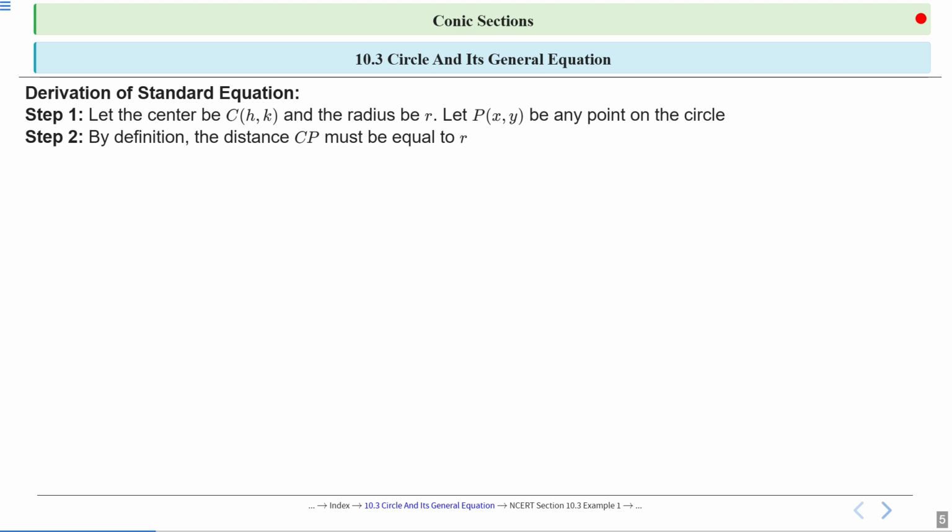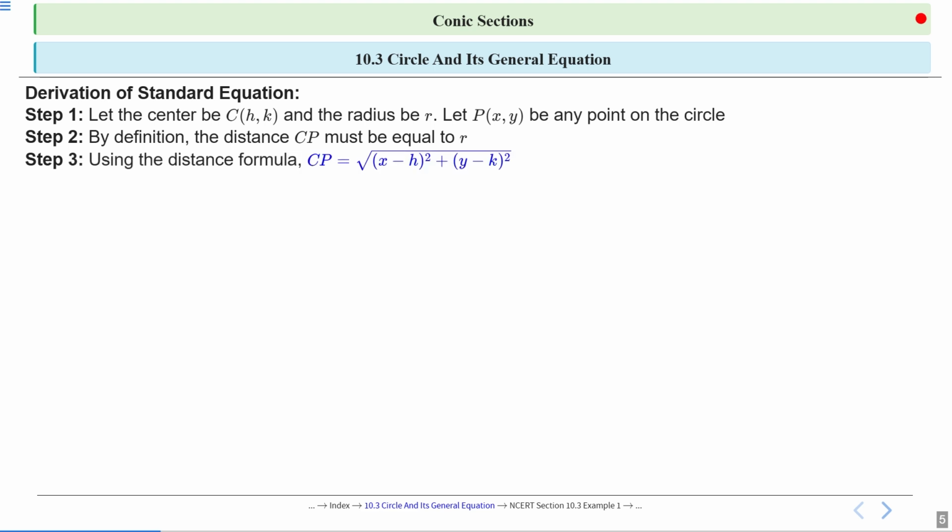And in step 2, we will use the definition. By definition, the distance CP must be equal to r. We already talked about the constant distance, which is called the radius of the circle. Here you can see the distance between the points C and P, that is CP, must be equal to small r.